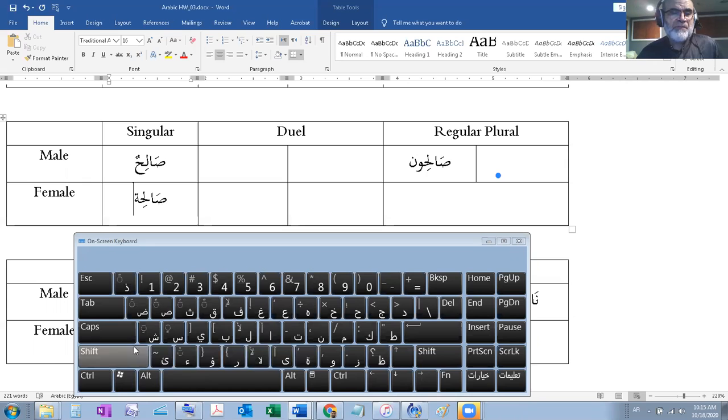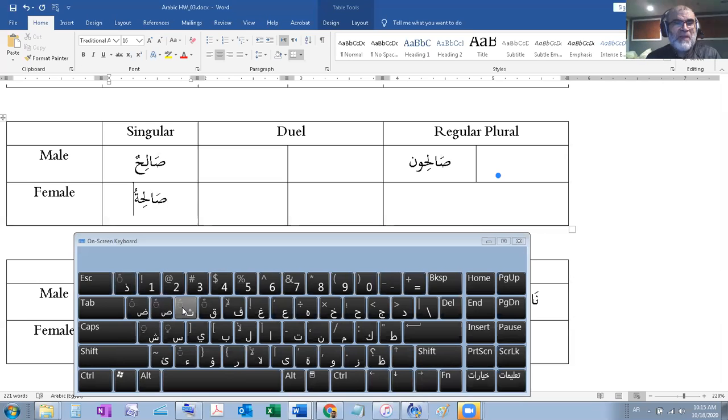Ta' marbuta, and then make it default. Salihatun. Righteous man, salih, righteous woman, salihah. Why do I have tanween? Because it's a noun. But if it's a name, a lot of people call their daughter Salihah. So if it's a name of a female, which is not the case here, I cannot have tanween. I can only have dhamma.